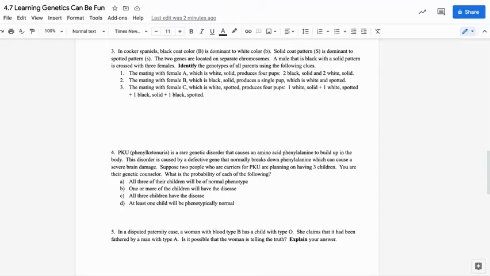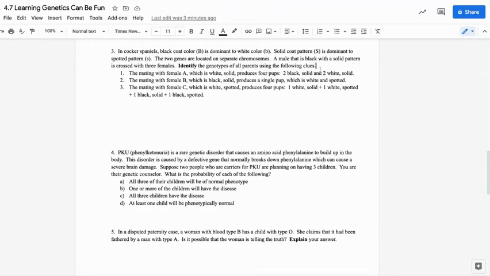A male that is black with a solid pattern is crossed with three females. Identify the genotypes of all the parents using the following clues. Genotypes. Okay. So one male, three females. So this dog is, okay, making puppies. So here we go.